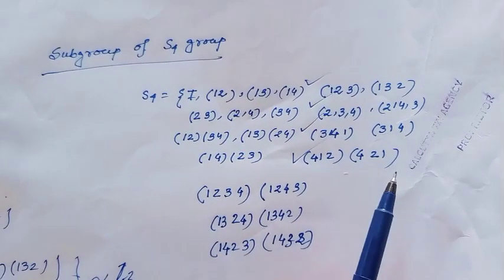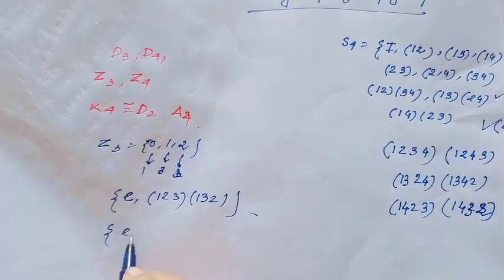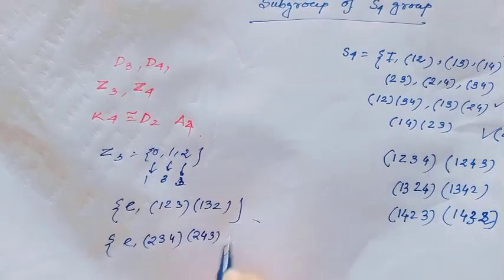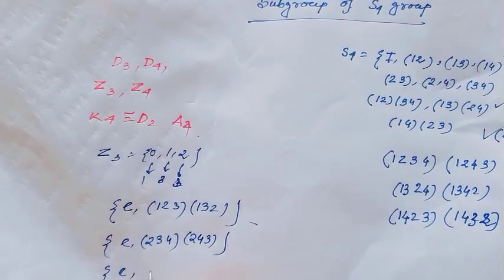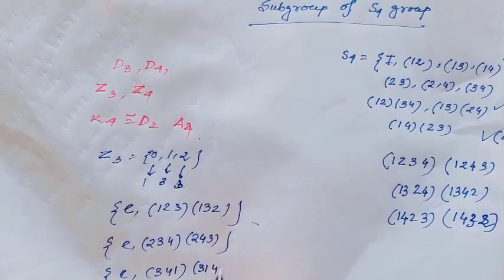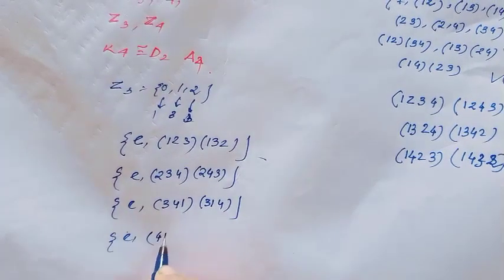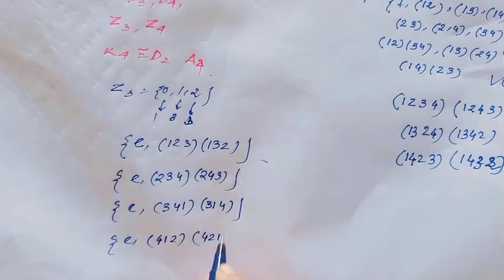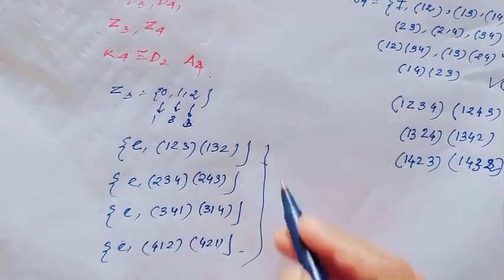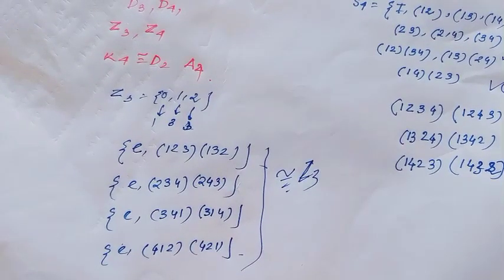The other subgroups would be of this type: identity, (2 3 4), (2 4 3); identity, (3 4 1), (3 1 4); identity, (4 1 2), (4 2 1). So these are 4 subgroups which are isomorphic to Z3.